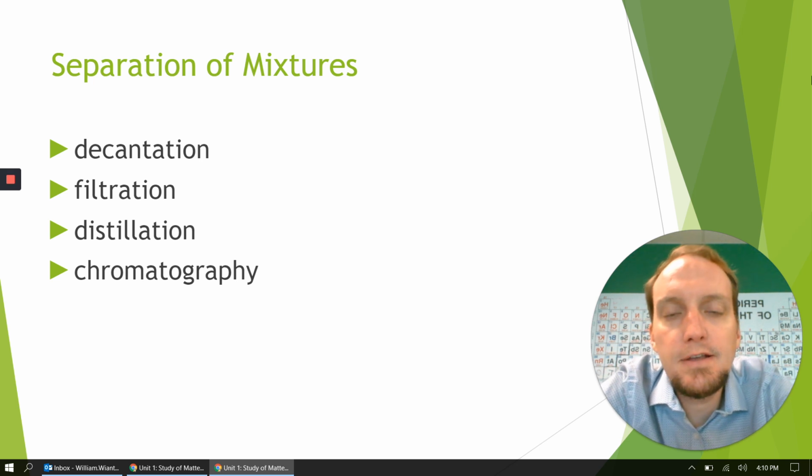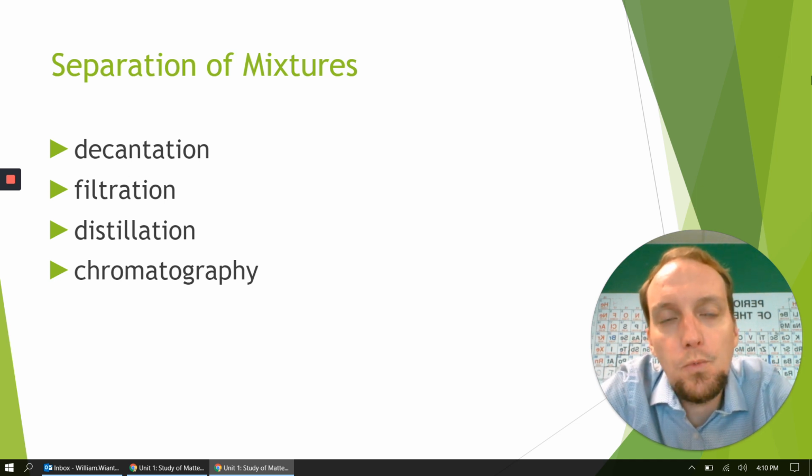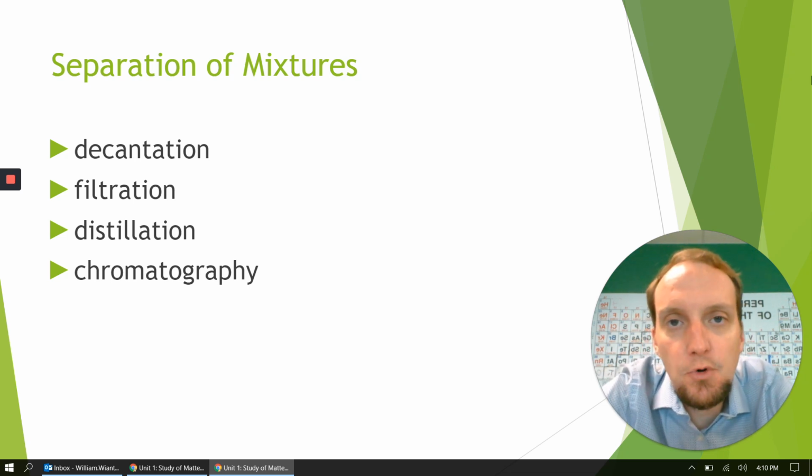So now that we know that pure substances such as elements and compounds cannot be separated by any sort of physical means, that leaves the point that mixtures can be separated. So let's discuss the 4 different ways that you can separate mixtures. The first one is called decantation.